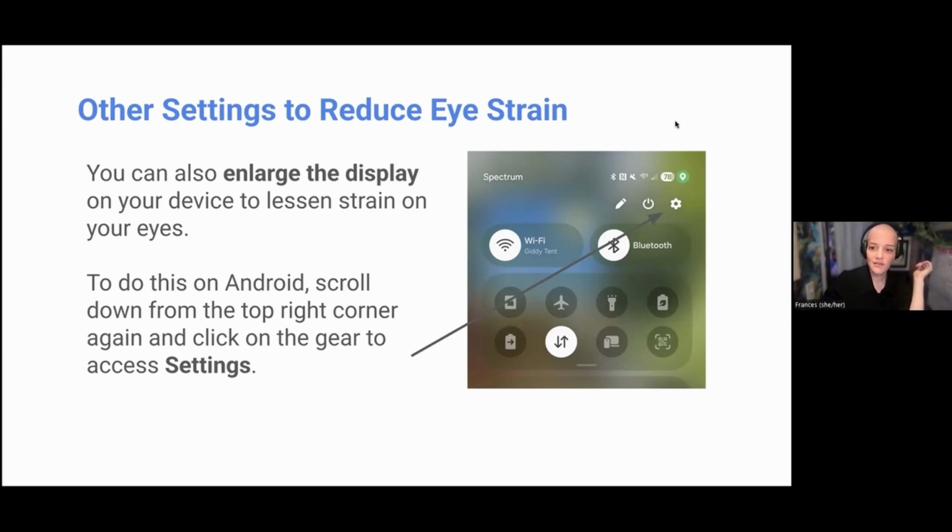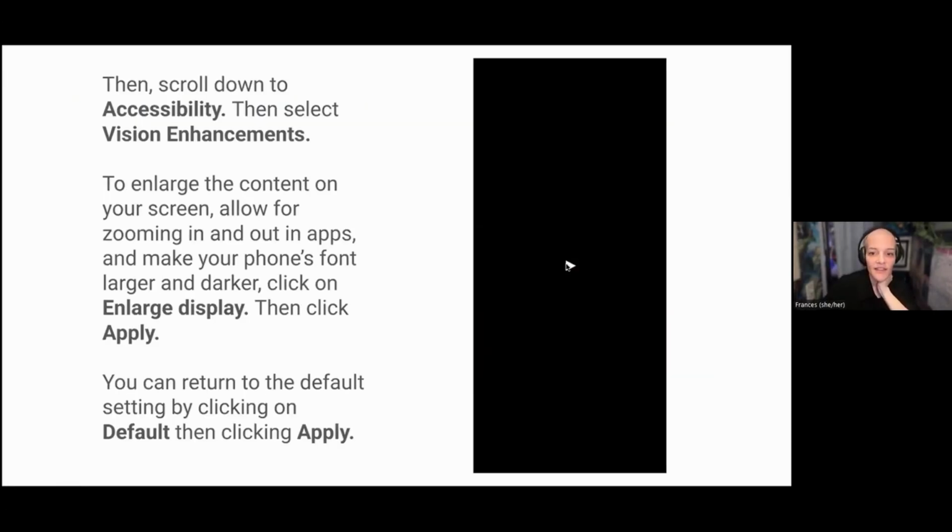So on Android, to do this, again, you're going to swipe down from the top right corner. That's generally what you want to do whenever you're looking for settings of any kind. Swipe down from that top right corner. You're going to see this gear, and that is the settings gear. Again, a good thing to know because that's how you can easily access all your settings. So in order to enlarge your display, swipe down from the top right corner, click on that gear, and then you're going to see your settings menu.